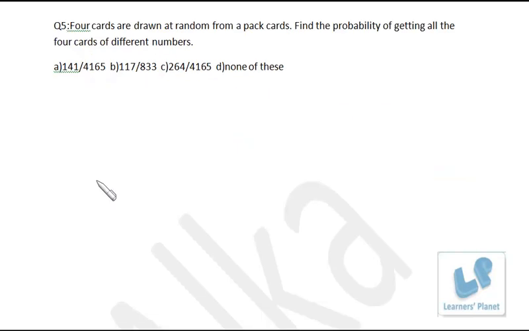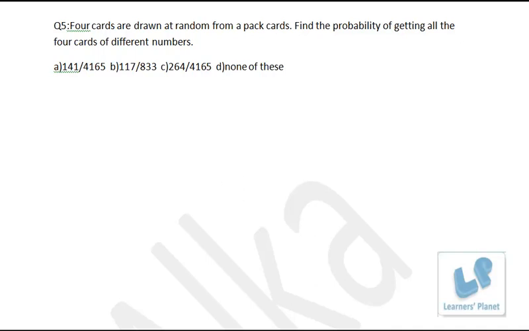Now see this problem. 4 cards are drawn at random from a pack of cards. Find the probability of getting all the 4 cards of different number. See, there are 4 suits. Each suit has 13 cards and each number is there 4 times in the cards, right? There are 4 aces, 4 kings, 4 jacks, 4 queens, 4 tens and something like that, right?